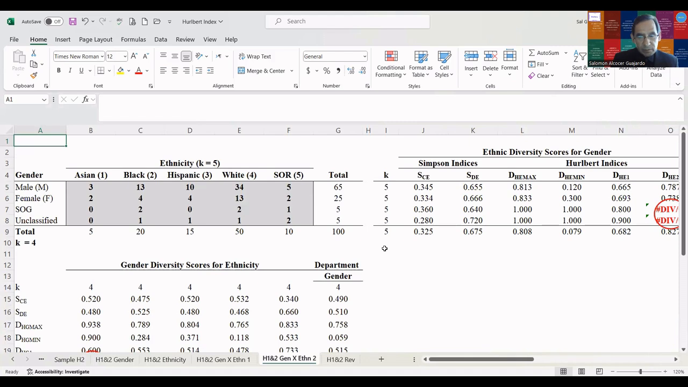Now I applied the formulas to the contingency table for ethnicity and gender that was again presented in episodes 1 to 3. Again, there are 65 males in the organization, 25 women, 5 of some other gender, 5 that are unclassified, for a total of 100. Amongst the males, I have 3 Asians, 13 black males, 10 Hispanic males, 34 white males, 5 of some other race.